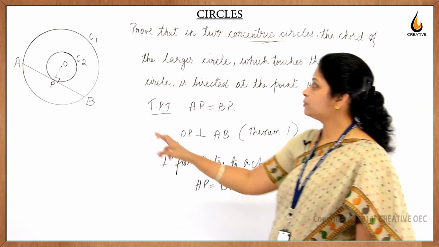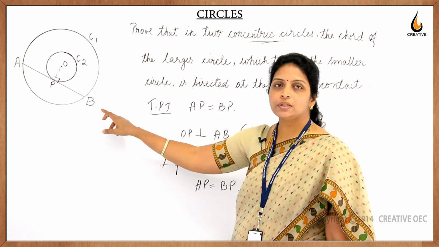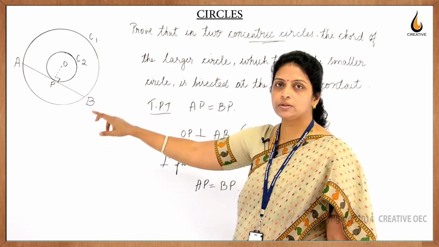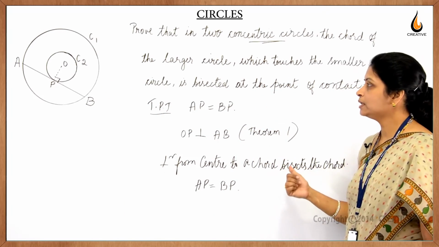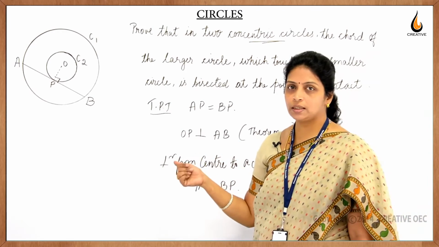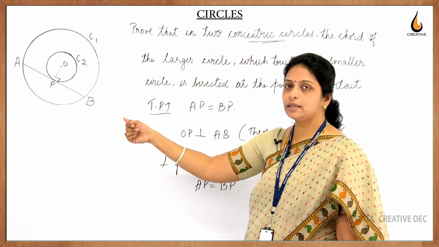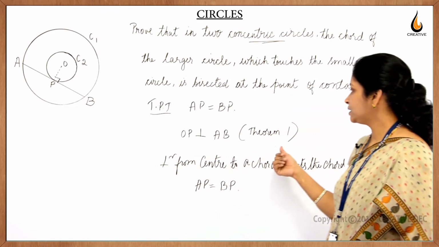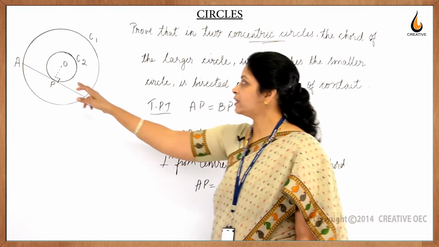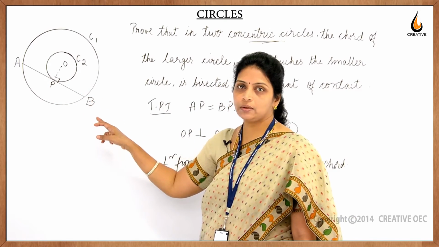Then we will take the smaller circle, and AB, which is a chord to the bigger circle, is also a tangent to the smaller circle. And according to theorem number 1, the radius of the circle at the point of contact with the tangent is perpendicular to the tangent. That is theorem 1. According to theorem 1, we can say that OP is perpendicular to AB.